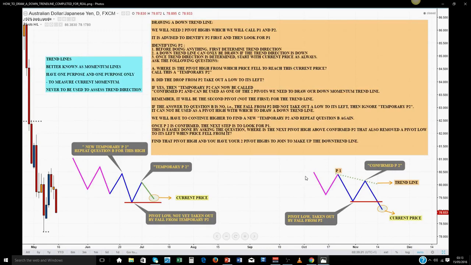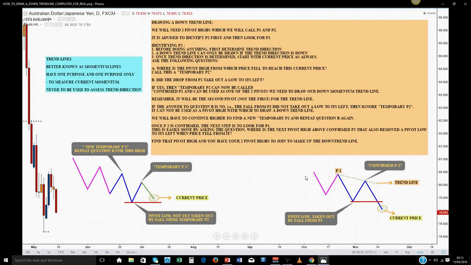Once you've identified the trend, then you can start the process of identifying the two pivot highs, which is what we'll go through now. So number one, once you've identified the trend, you go to current price and you ask yourself the questions that I've put down here. Starting with current price, where is the pivot high from which price fell to reach where price is at the moment? It will always be above current price. So where is it?